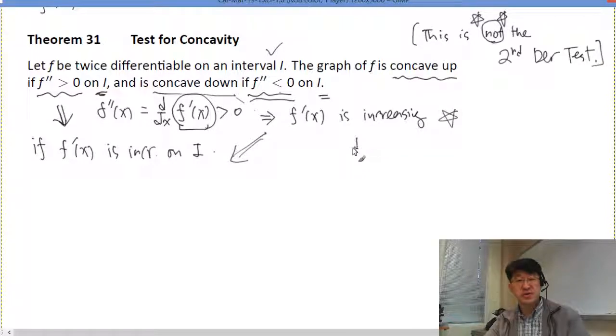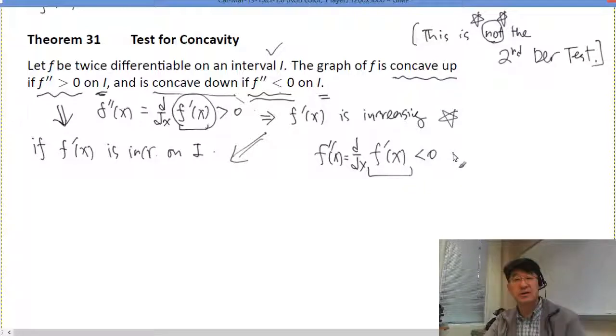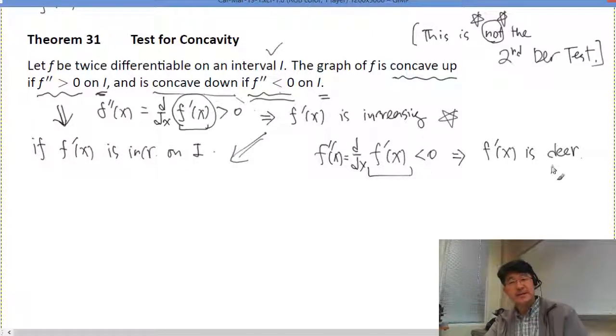So f double prime of x is d dx of f prime of x, right? If that is negative, then what is the conclusion about that function? We just differentiated one time. F prime of x is decreasing, because the derivative of the first derivative is negative. Anyway, that's the very definition of concave down.